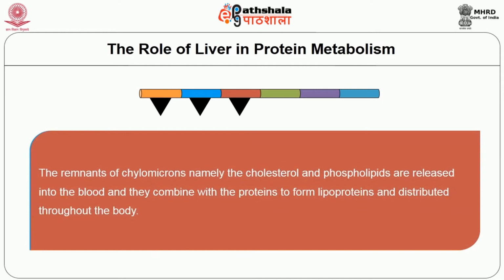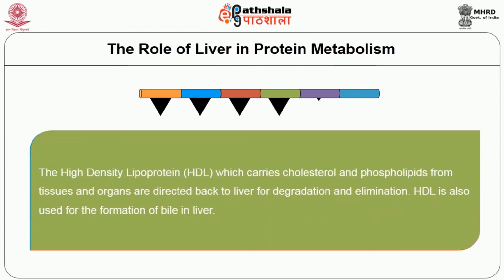The remnants of chylomicrons, namely the cholesterol and phospholipids, are released into the blood and they combine with the proteins to form lipoproteins and are distributed throughout the body. The high-density lipoprotein, which carries cholesterol and phospholipids from tissues and organs, is directed back to the liver for degradation and elimination. High-density lipoprotein is also used for the formation of bile in the liver.